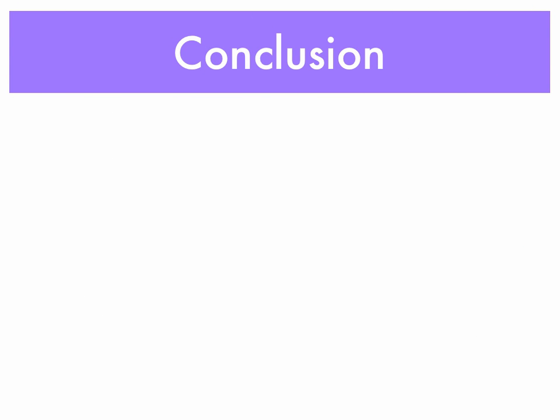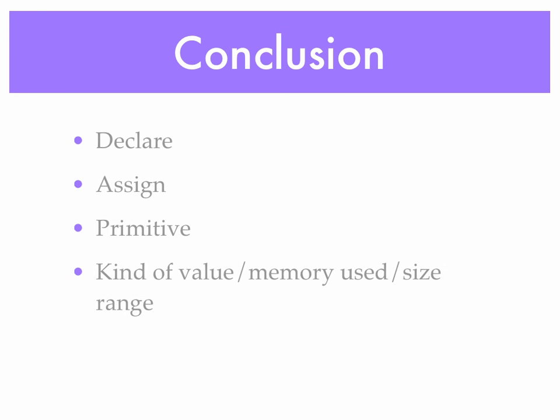So what have we looked at today? We've looked at declaring and assigning. We've looked at primitives. We've looked at how we accomplish working with variables, kinds of values, the memory space put aside, the size of the range of the values that can be put into those spaces. And we've looked at constant variables.